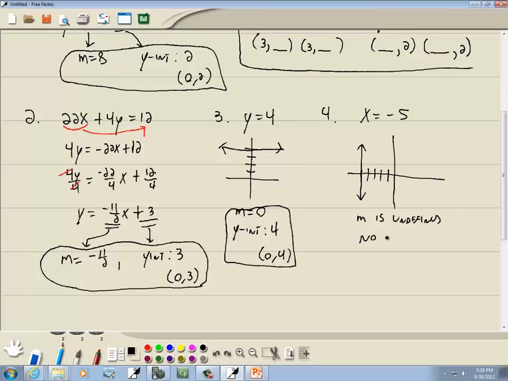Obviously, by looking at it, you can see there's no y-intercept. It doesn't cross the y-axis or touch it at all. So that'd be your answer.